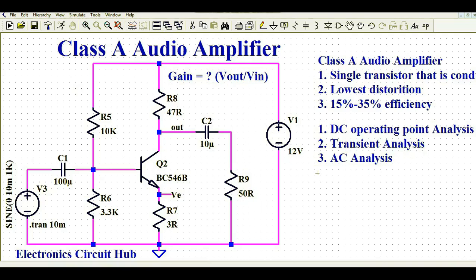So today we are going to understand about the design and simulation of Class A audio amplifier in LTSpice. Okay, we will understand what is Class A amplifier. We will also understand the DC operating point analysis of Class A amplifier. We will understand the transient analysis of Class A amplifier. We will understand the AC analysis of Class A amplifier. We will also have a look how you can increase the gain of Class A amplifier.